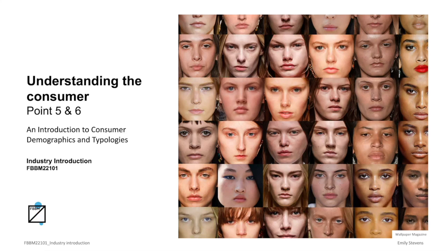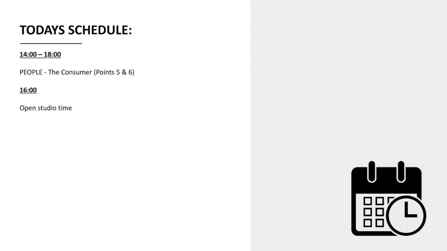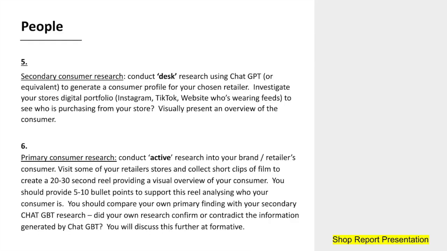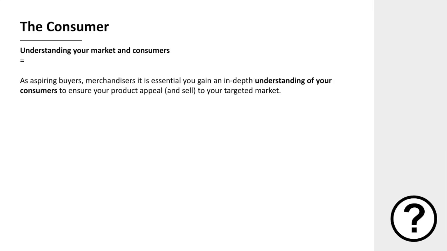Understanding the consumer, points 5 and 6, an introduction to consumer demographics and typologies. So for people, we're looking at doing some secondary consumer research and primary consumer research. Remember to look over the research methodologies for shop reporting to start to understand the difference between primary and secondary consumer research. Essentially, if you're attending and coming to class, you should be doing a selection of all of these, which would be great.